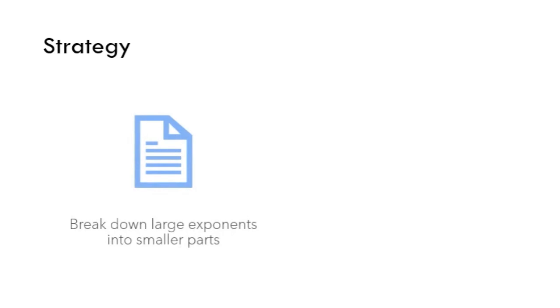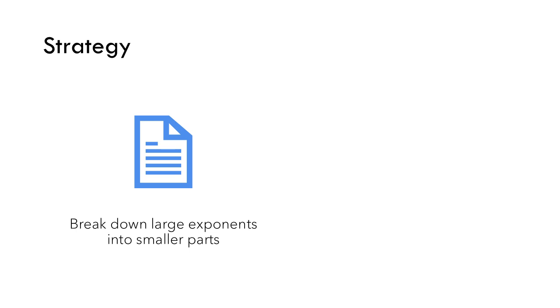Now, let's talk some strategies for solving these types of problems. 1. Break down large exponents into smaller parts. When dealing with large exponents, it can help to simplify the problem by breaking the expression into smaller, easier-to-handle parts. For example, if you have a to the power of 12, you can rewrite it as a to the power of 6 times a to the power of 6. Breaking down the problem into smaller parts allows you to work with smaller exponents, which can make the math easier to manage.